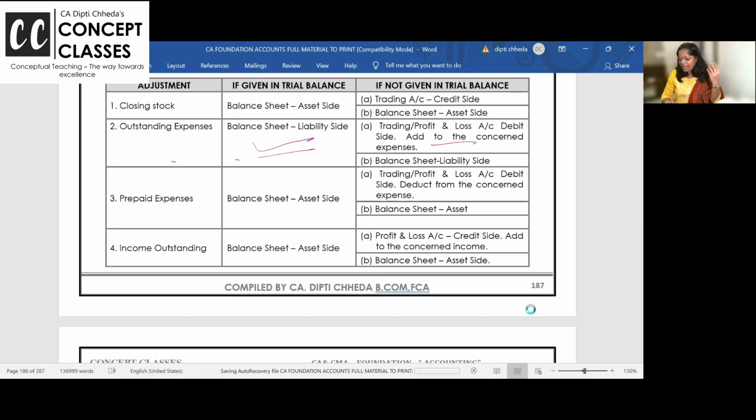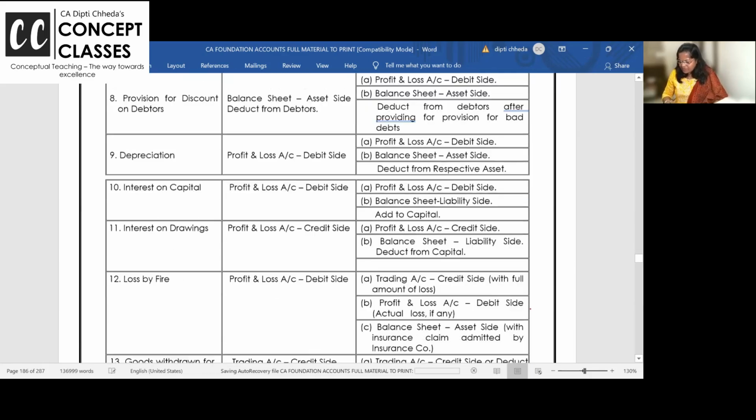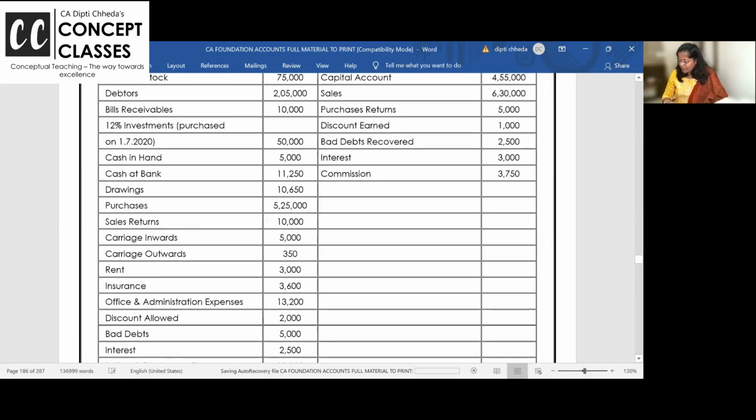Star mark this table as very important in your material. One effect, two effect, and you will have to practice again and again, right?